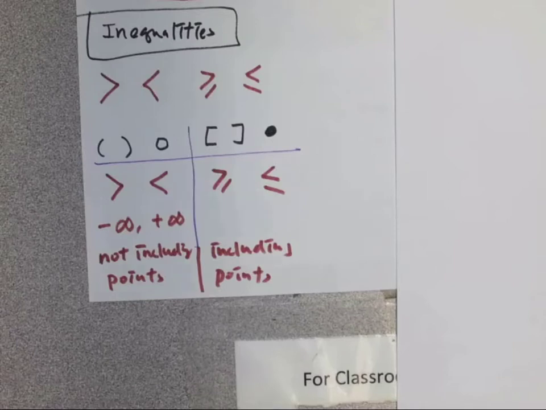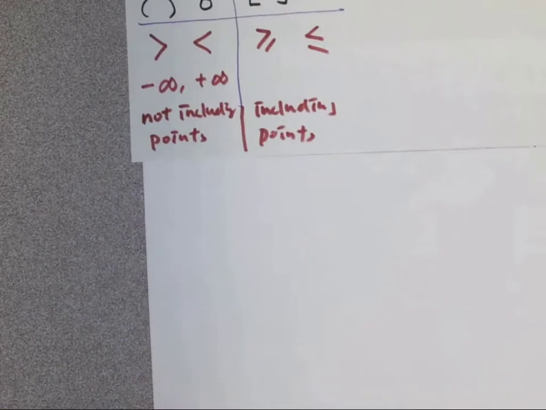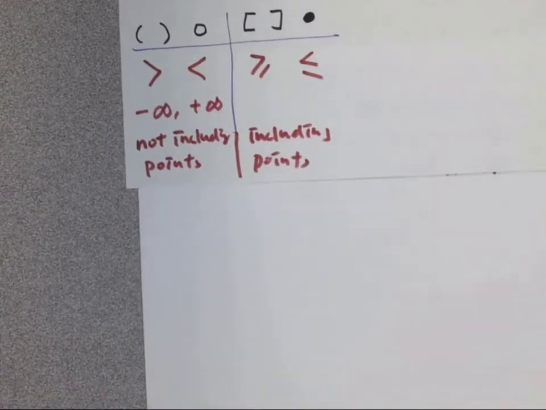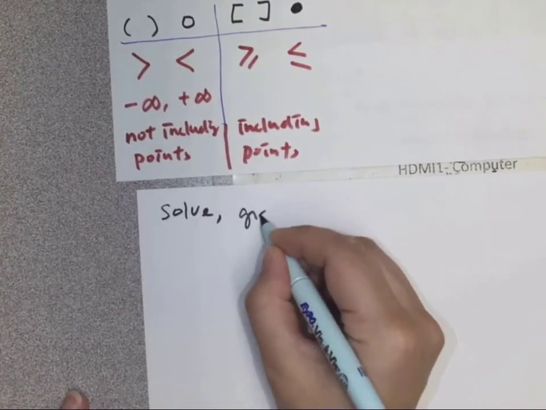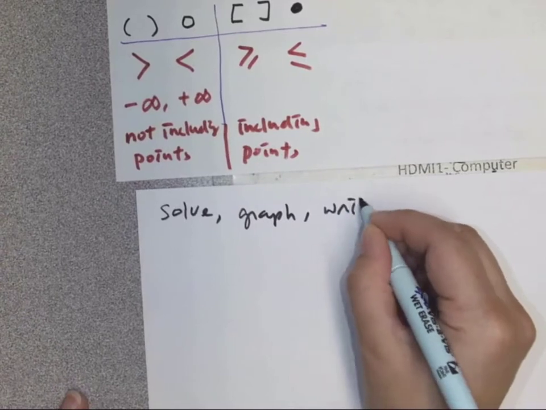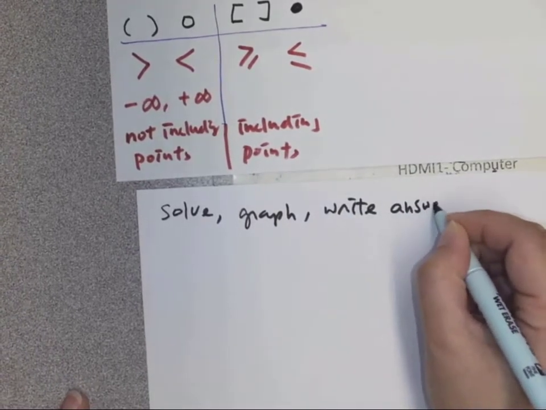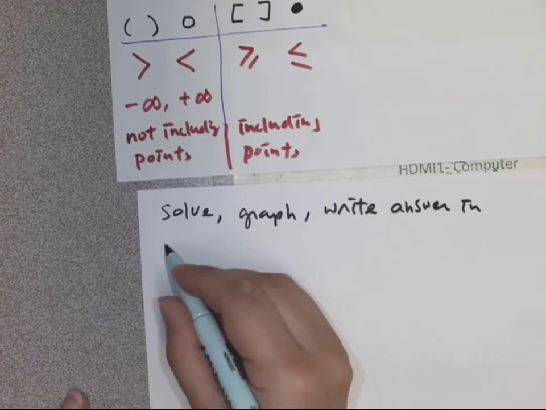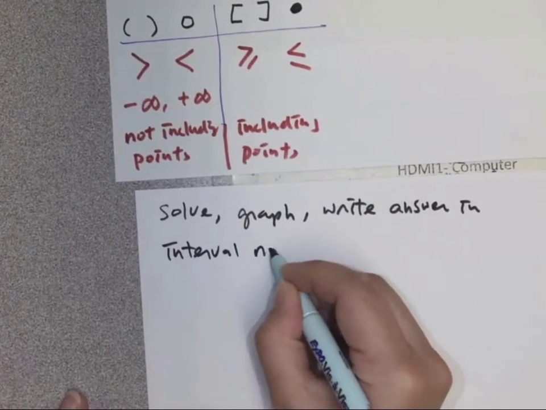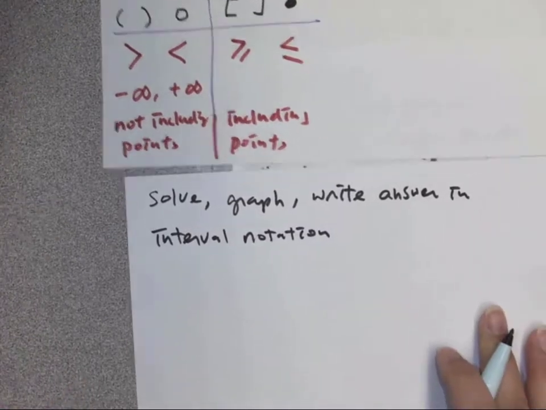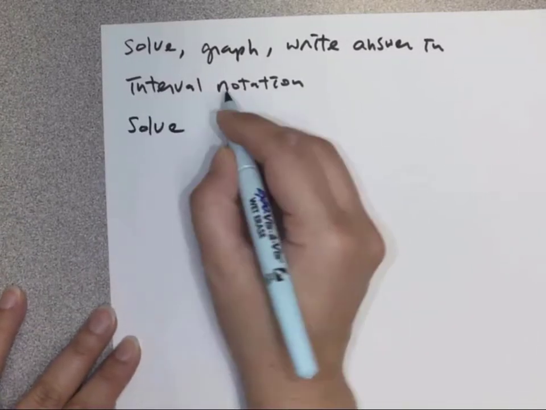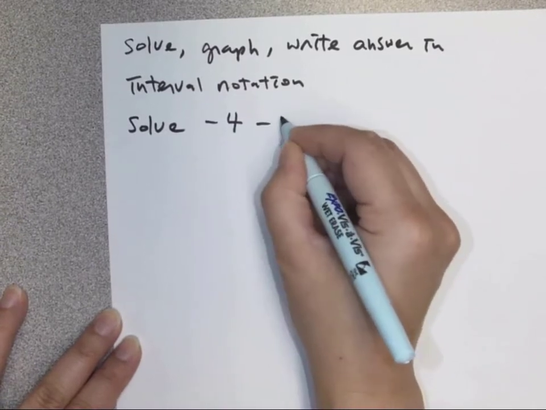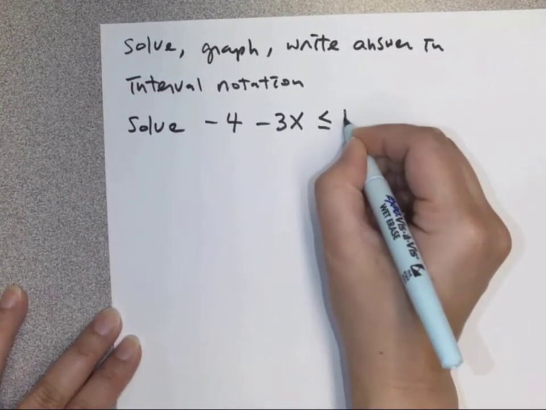Okay, so we're going to try an example. For this one, it comes with 3 parts, so you have to be extra careful to get all the credits. We ask you to solve it. We ask you to graph it. And we ask you to write the answer in interval notation. Okay. So, solve, graph, write answer in interval notation. So the question we ask you to do is solving negative 4 minus 3x less than or equal to 1.